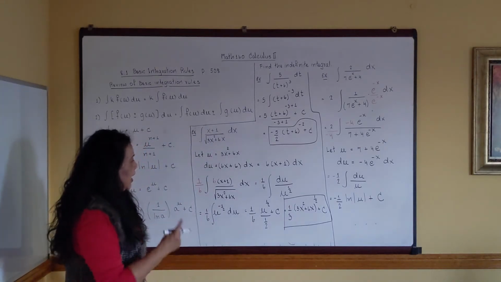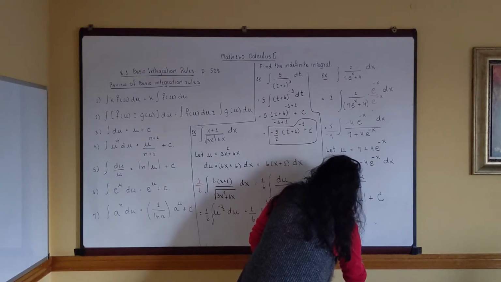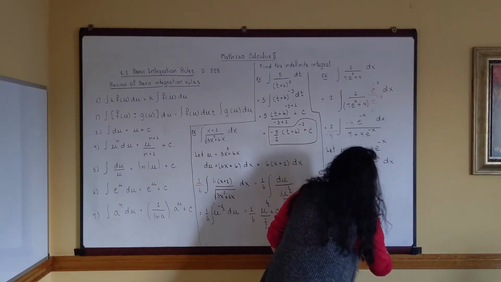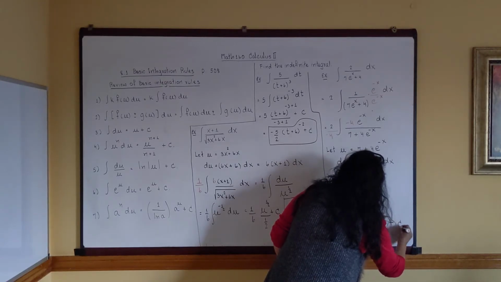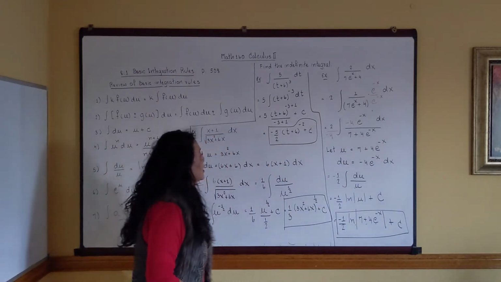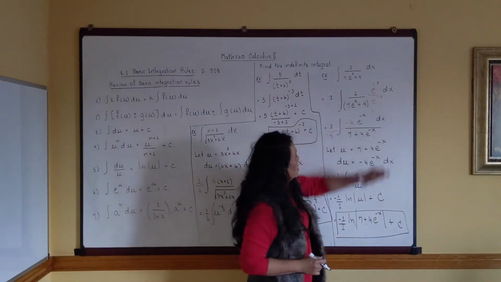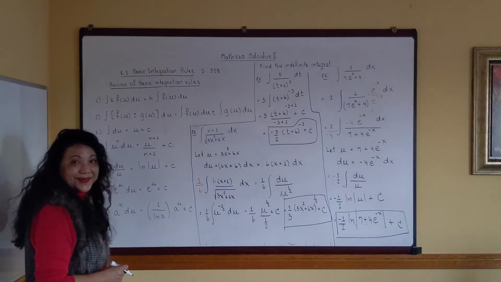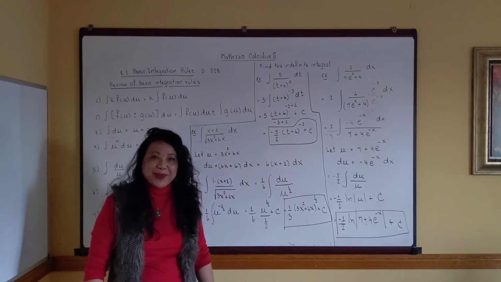Right? I have to substitute my u back. So it's negative 1/2 ln absolute value of 7 plus 4 e to the negative x plus c. So that is our answer. Alright, so I use first property number 1. I multiply by e to the negative x, so I can apply property number 5. And then I use property number 5. Alright, let's look at more examples.